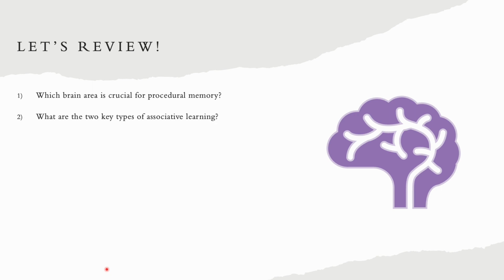So let's quickly review what we've learned so far. Which brain area is crucial for procedural memory? Remember, we talked about how the striatum and the basal ganglia played an important role in these types of memories. What are 2 key types of associative learning? We've talked about habituation and sensitization. Why is Aplysia californica a useful subject to study learning and memory? Remember, they have extremely large nerve cells that can be recorded via microelectrodes.